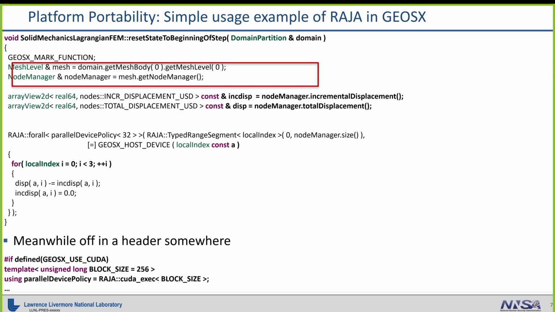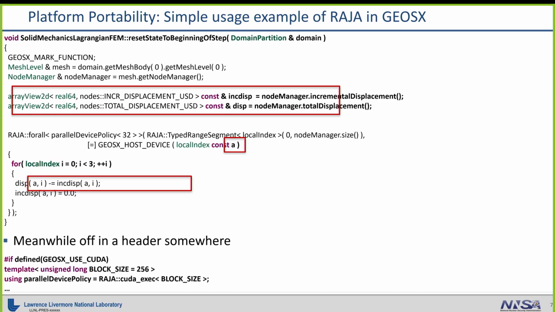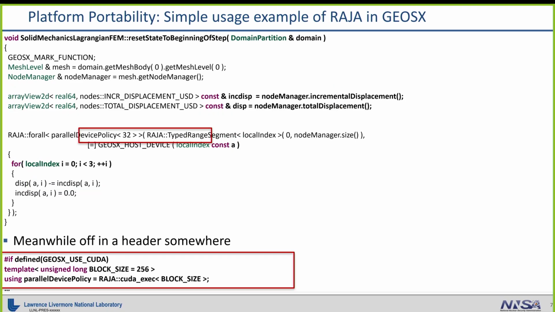We grab data from the mesh. So these are sort of mesh objects. We get a view to these data, and these are essentially array objects. Here's a simple for loop, which you can see is this RAJA forall.